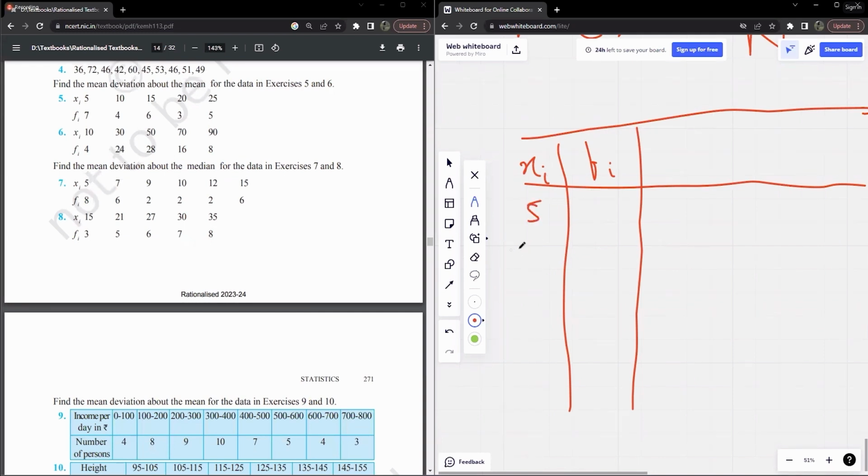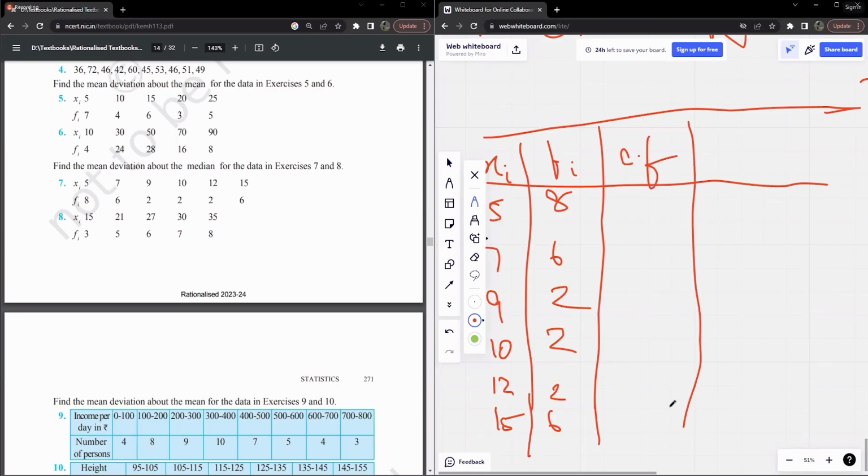So the data is 5, 7, 9, 10, 12, and 15. Unequal data classes. Be sure that you look at all these parts when you deal with the data. Cool. 5, 7, 9, 10, 12, 15. And the corresponding fi are 8, 6, 2, 2, 2, and 6.